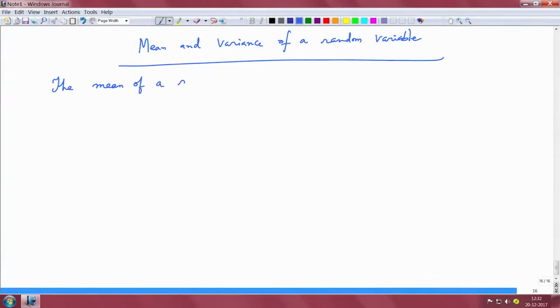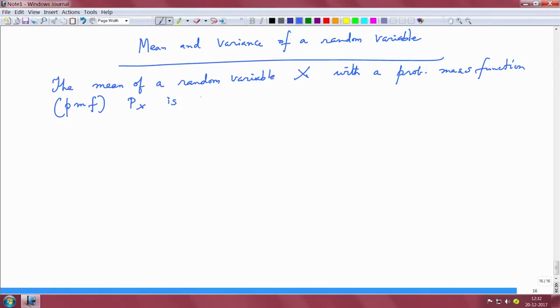The mean of a random variable capital X with a probability mass function (PMF) P of x is denoted as E of capital X. So the mean is the expectation of the random variable X, given by this quantity: summation over all i of u_i times the probability mass function of u_i.